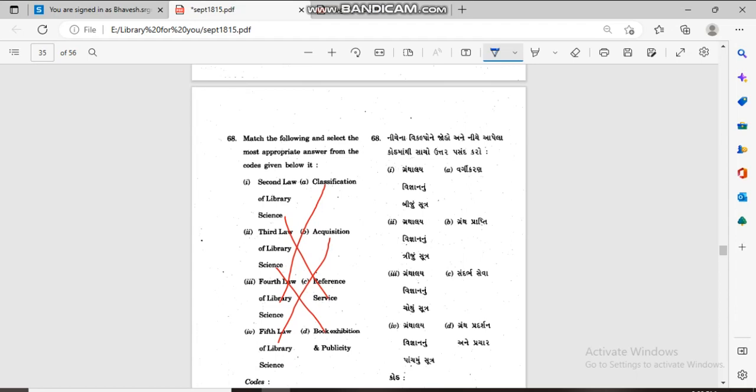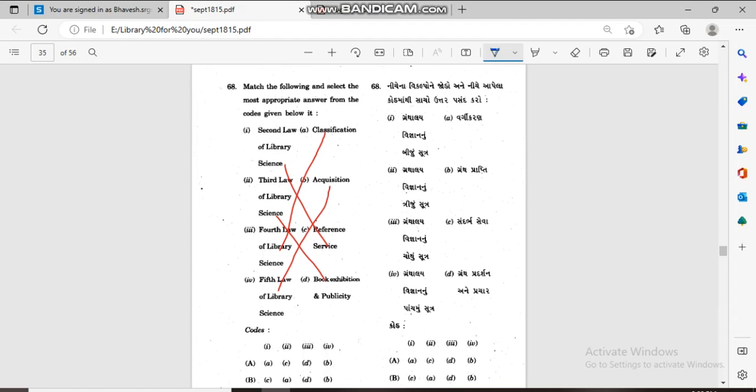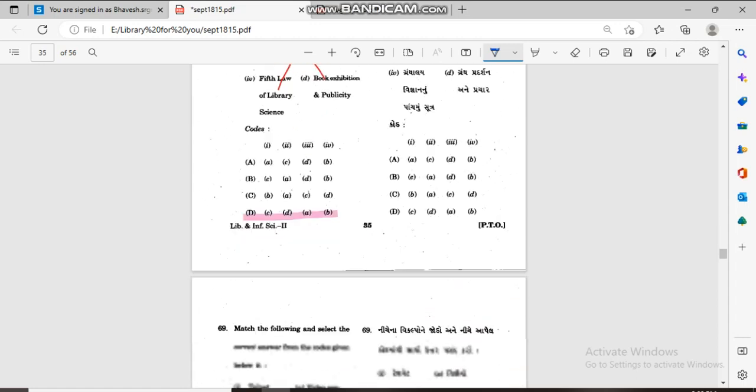Second law of library science is related with reference service. Third law of library science is related with book exhibition and publicity. Fourth law of library science is related with classification. Fifth law of library science is related with acquisition.